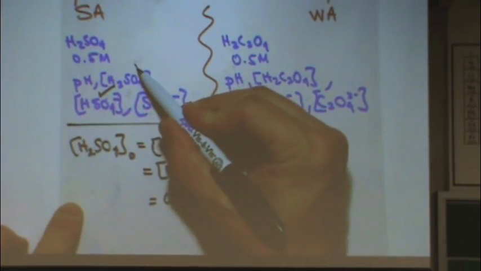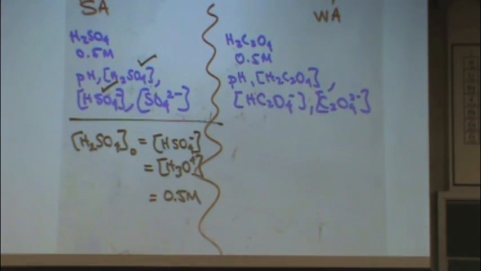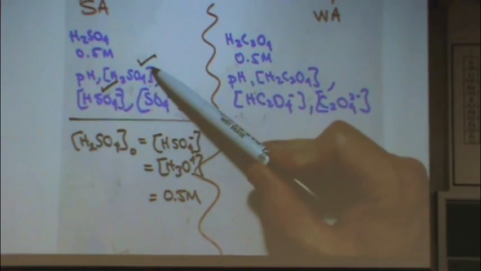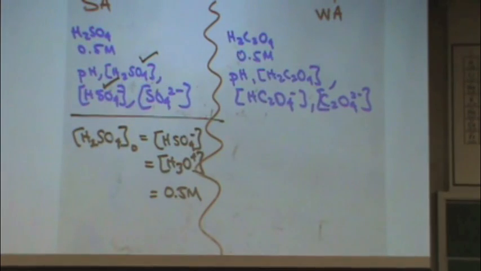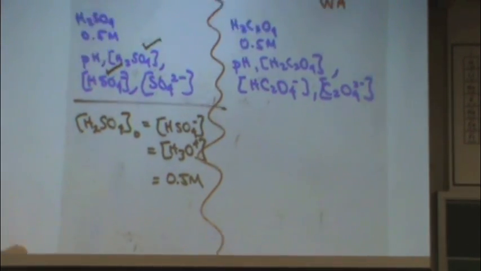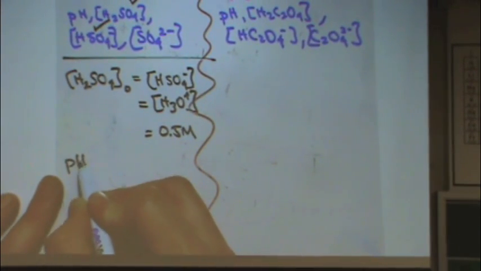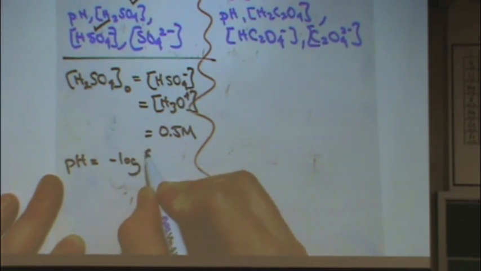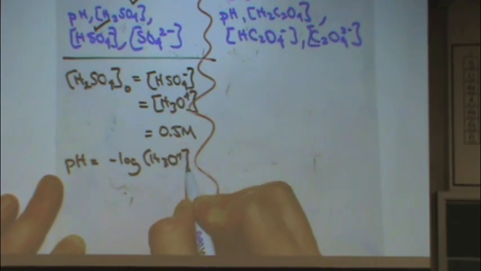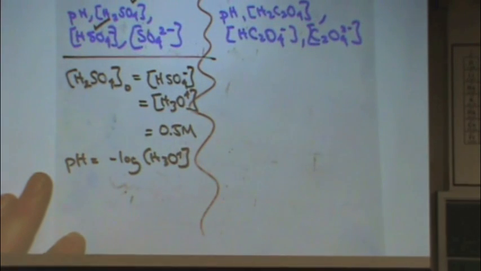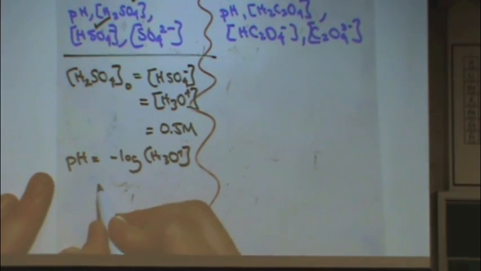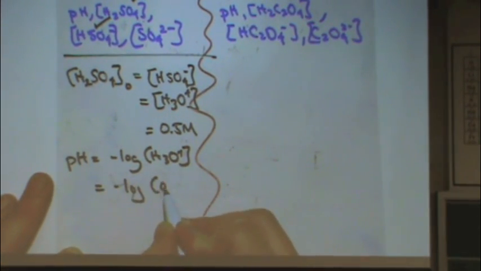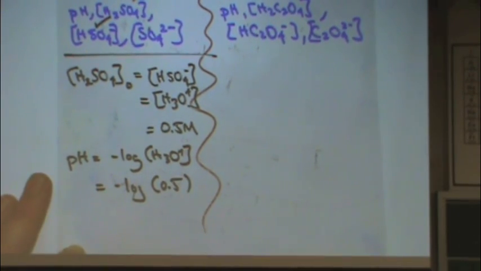I know the sulfuric acid concentration at equilibrium would be 0 because it all reacts away. Initially it was 0.5, but it's all going to be gone. So this one right here would be 0. So I'm already done with that part. I could easily find the pH. It would be the negative log of the H3O plus. Because I already know H3O plus, I don't need an ice table. Again, it's a strong acid, so it's just the negative log of 0.5, whatever that is. So that would be the pH, so I've already got that.